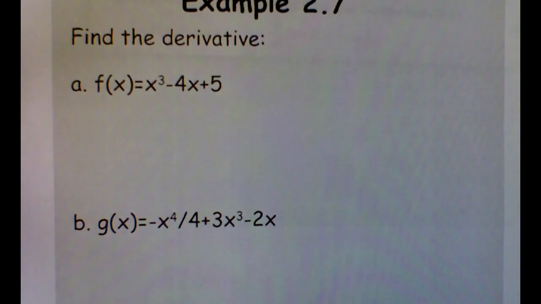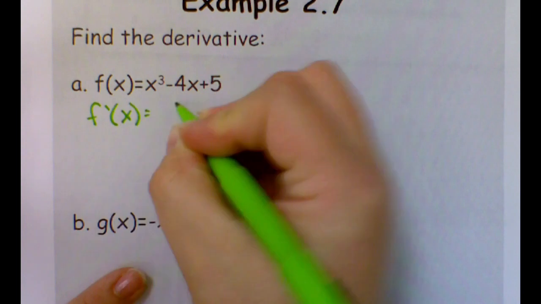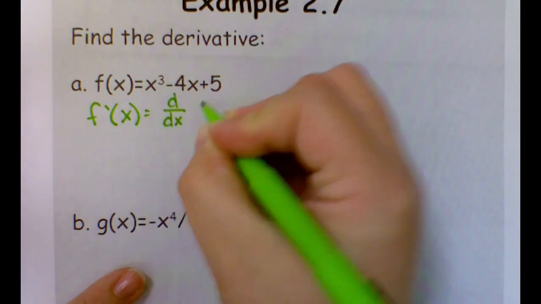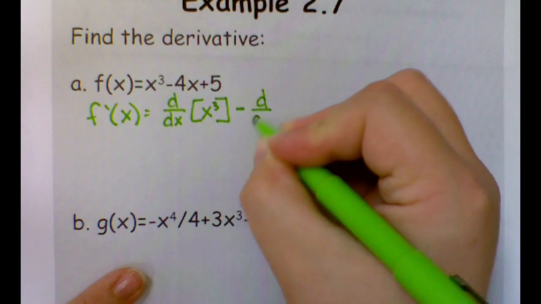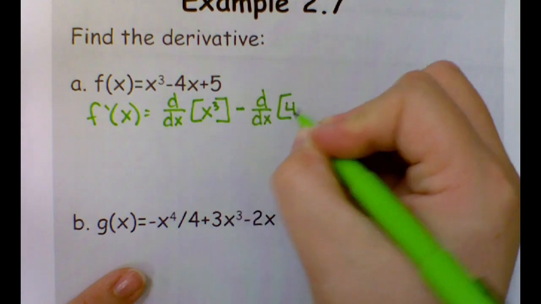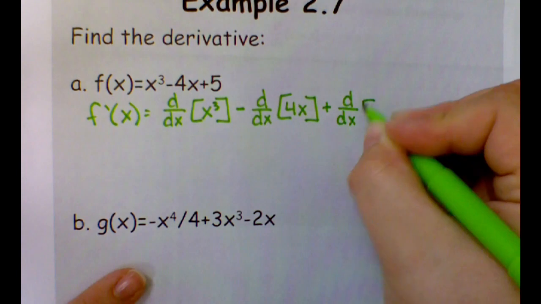So for f of x equals x cubed minus 4x plus 5. We have just some terms added and subtracted. So I can take each derivative separately. So to get the derivative, I'll take the derivative with respect to x of x cubed minus the derivative with respect to x of 4x plus the derivative with respect to x of 5.